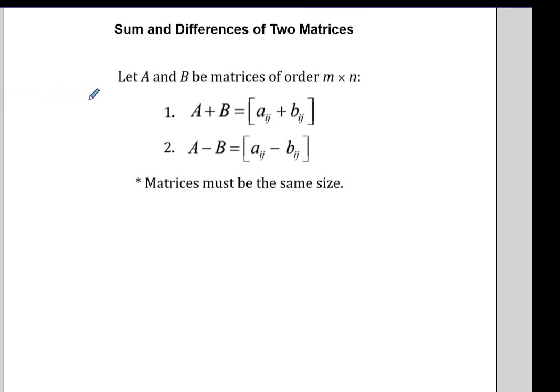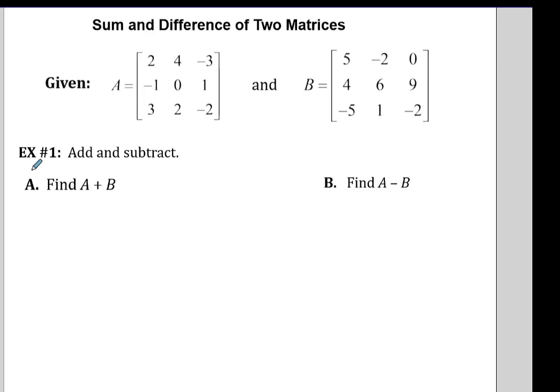So let's say we had the sum and difference of two matrices. If you have matrices of the same order, then you can add and subtract those matrices by matching up their corresponding elements in each row and each column. But the matrices have to be the same size. So here we're going to practice that with 3 by 3 square matrices A and B. If we find the sum of A and B, we're taking row 1, column 1 in matrix A and adding row 1, column 1 from matrix B. So we have to match the corresponding elements.